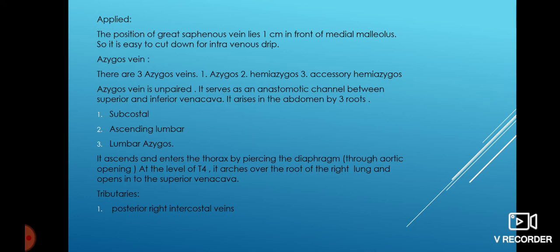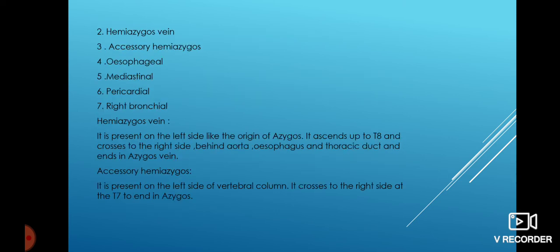It arises in the abdomen by 3 roots: a subcostal, ascending lumbar, and lumbar azygos. It ascends and enters the thorax by piercing the diaphragm. At the level of T4, it passes over the root of the right lung and opens into the superior vena cava. The tributaries are the posterior right intercostal vein, hemiazygous vein, accessory hemiazygous vein, esophageal, mediastinal, pericardial, and right bronchial veins.